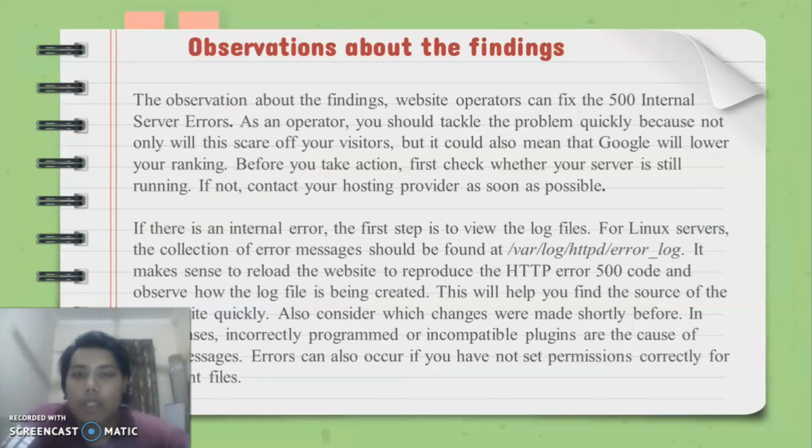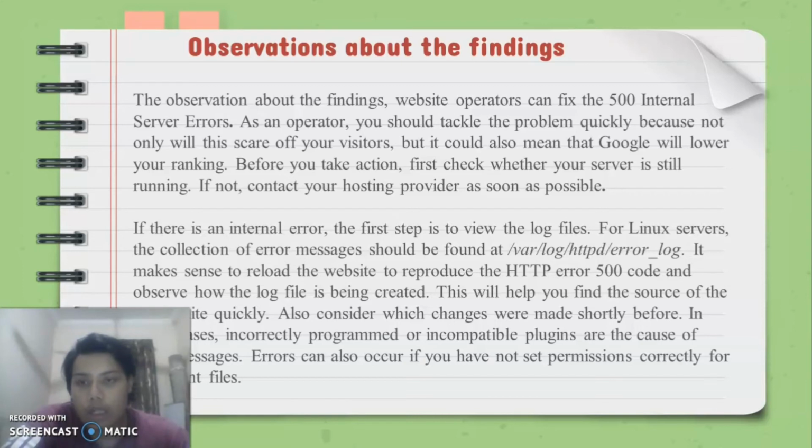Next is observation about the findings. With the observation about the findings, website operators can fix the 500 internal server errors. As an operator, we should tackle the problem quickly because not only will this scare off your visitors, but it could also mean that Google will lower your ranking. Before you take action, first check whether your server is still running. If not, contact your hosting provider as soon as possible.